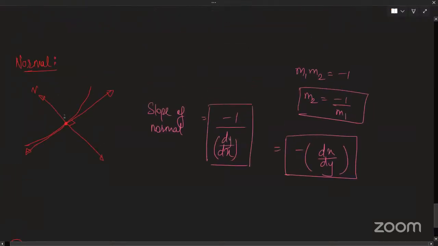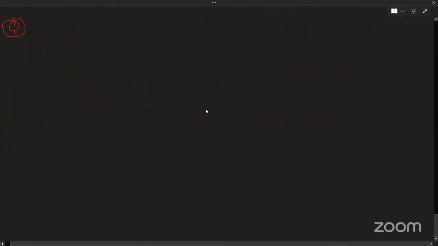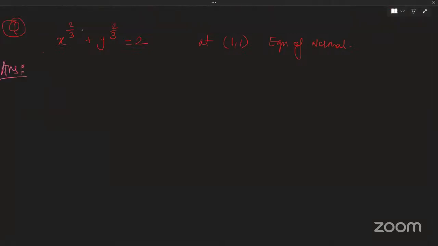And obviously, once you have the slope at any point and you know the point, you can calculate the equation of normal also, because you know that point and you know the slope. So you again use the same formula. So you have been given x raised to 2 by 3 plus y raised to 2 by 3 is equal to 2. It is asking at 1 comma 1, find the equation of normal. If I differentiate this whole thing with respect to x, can you tell what will be the derivative of x raised to 2 by 3? Anyone?